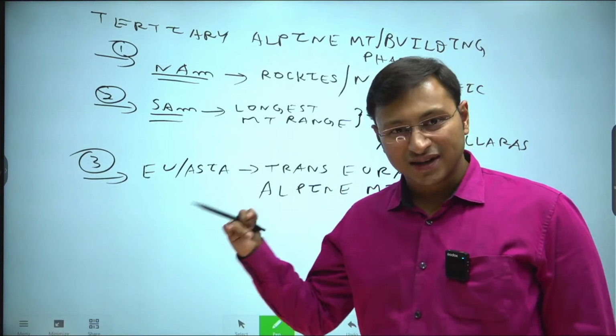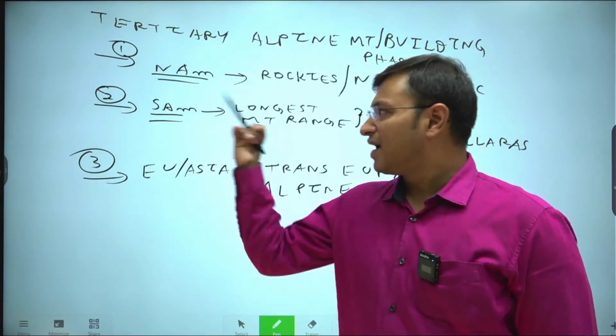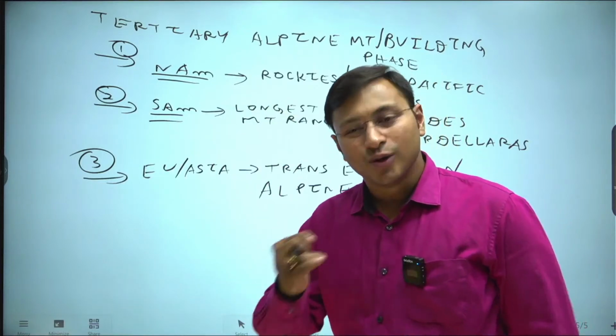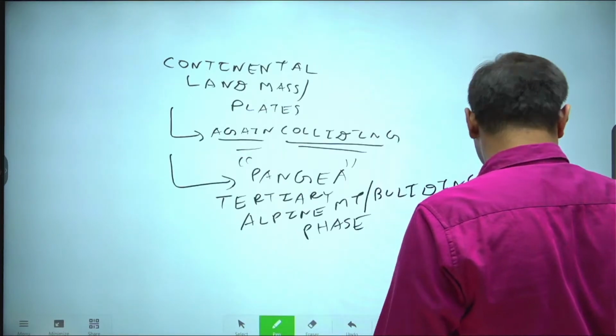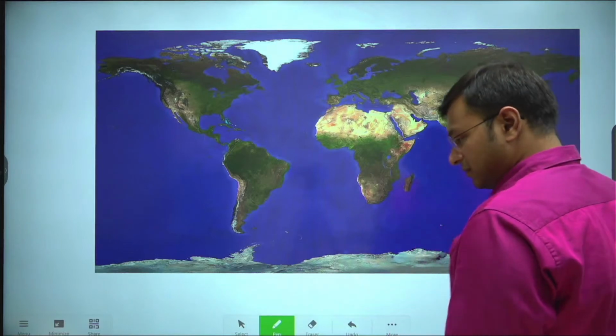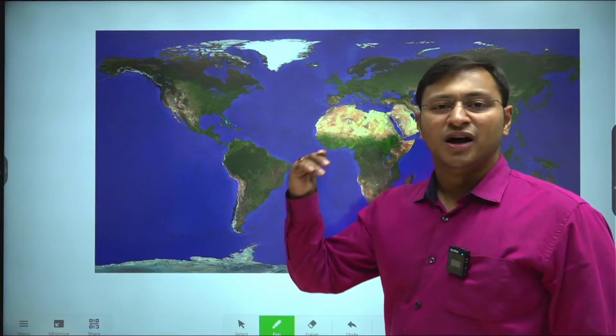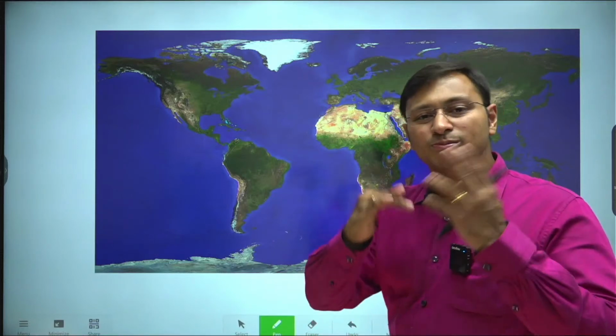So now let us try to paint each of these on the world map. Let us analyze the mountain ranges on the world map as to where they are located. I'll be going on a 2D map first and then we'll focus on the 3D map so that you get a bird's eye view of all the mountain ranges.